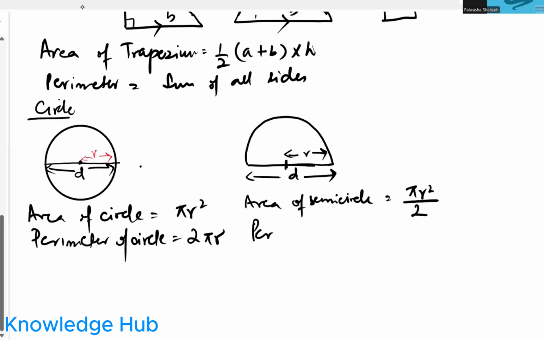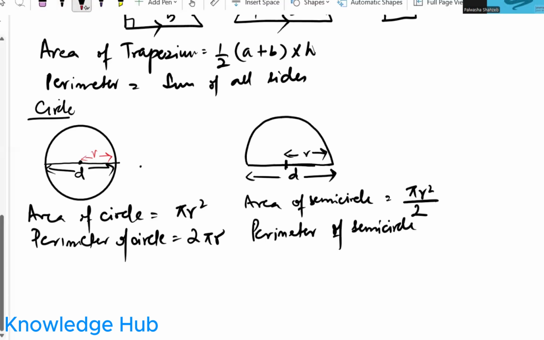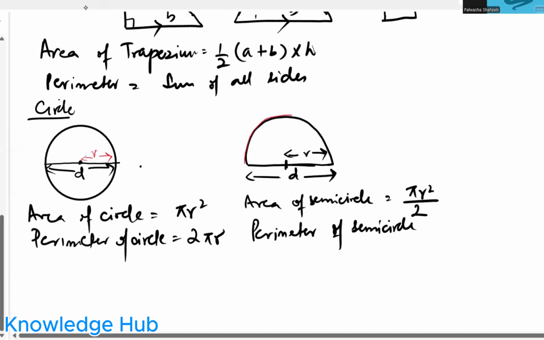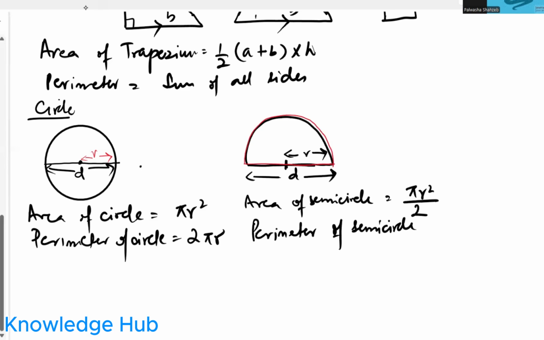Now, normally students make mistakes while finding the perimeter of a semicircle. Please don't get confused with it. As I have discussed, perimeter is only the outer boundary. If you see this figure, this semicircle, the outer boundary is this curve and the diameter. So there are two things that need to be added for the perimeter of a semicircle, right? This curve and the diameter.